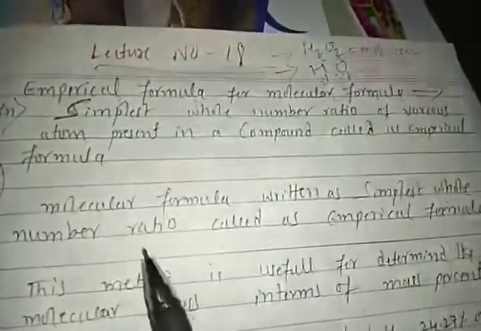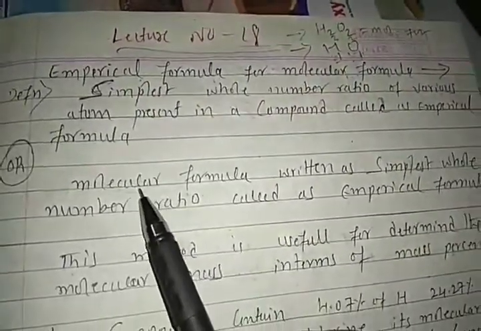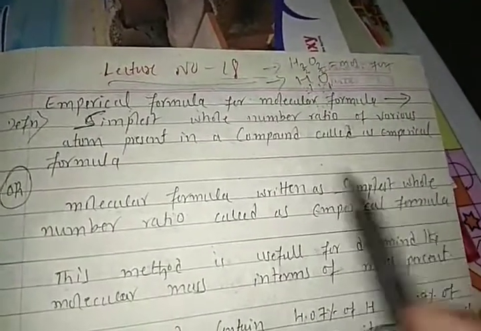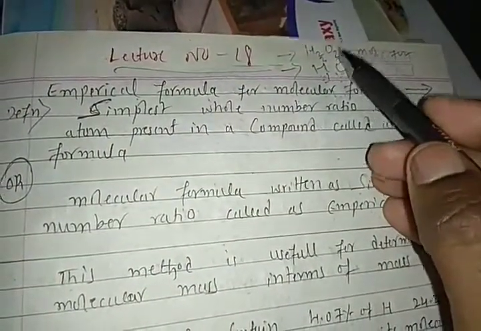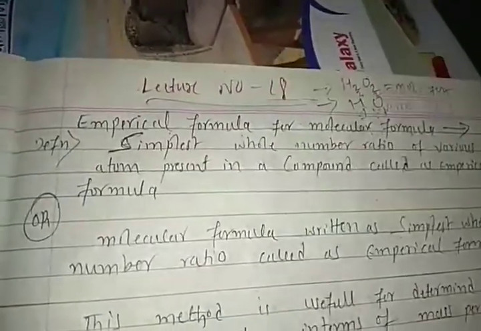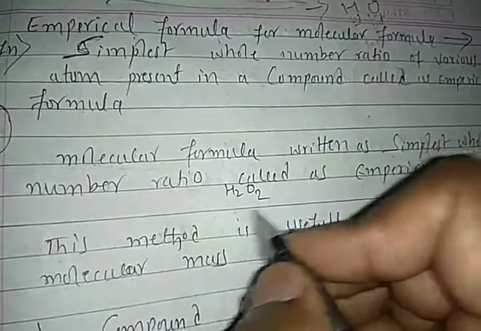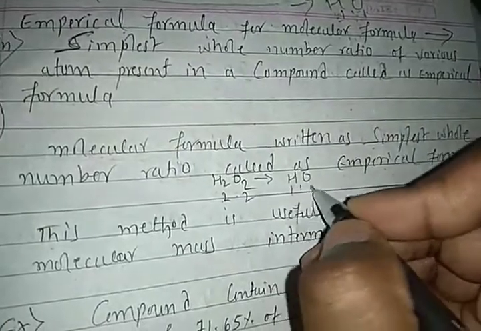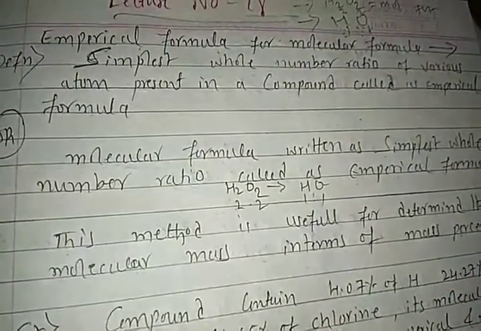Right, students? So let's see the second definition. You may write one more definition: a molecular formula can be written as a simplest whole number ratio, which is the empirical formula. Like this, students: molecular formula hydrogen peroxide H2O2, its ratio is 2:2. Its simplest form we write as HO, that is 1:1. So this is the empirical formula. So the molecular formula can be written as a simplest whole number ratio.